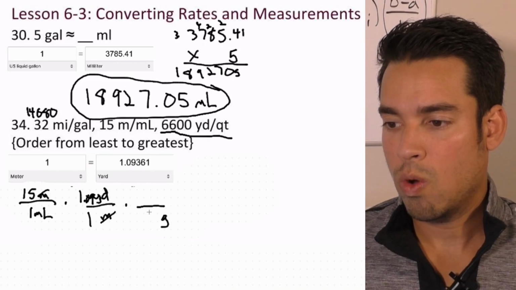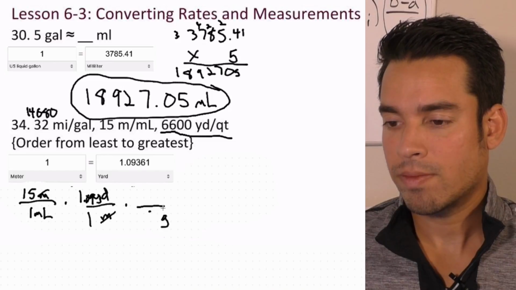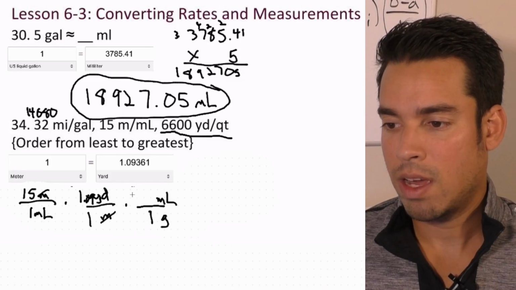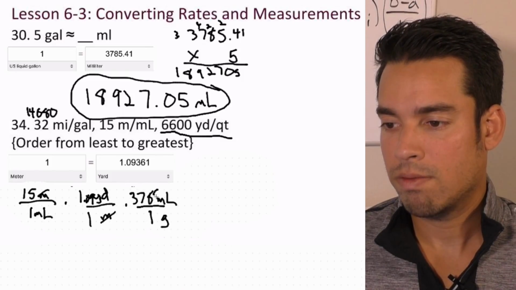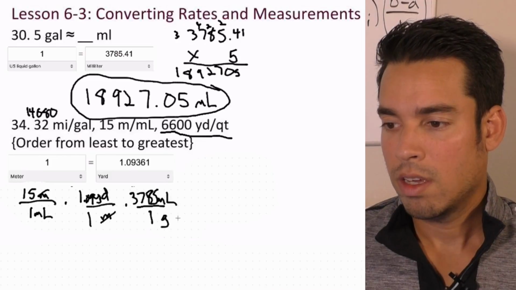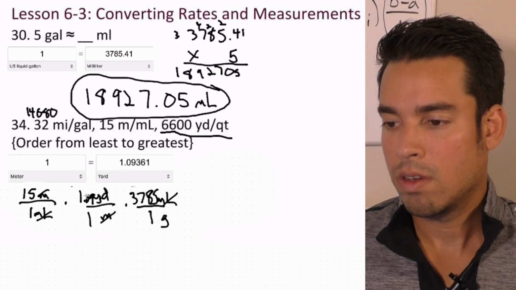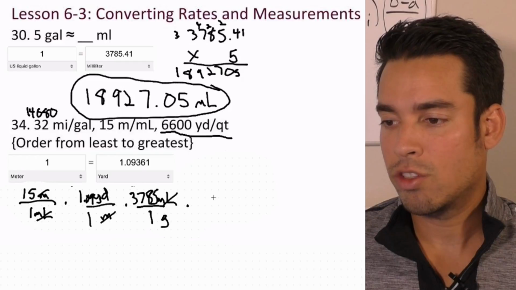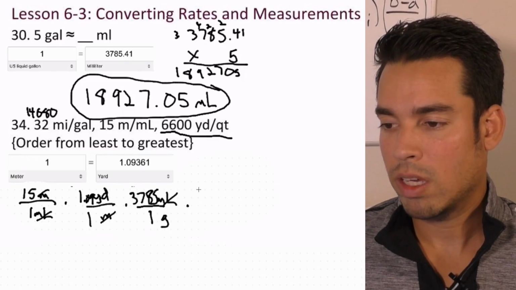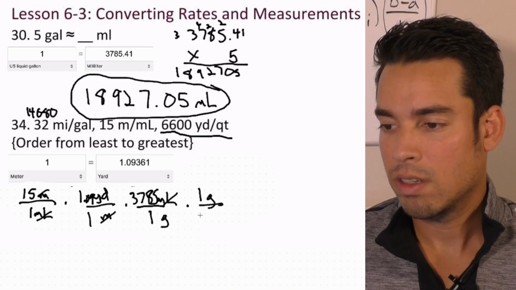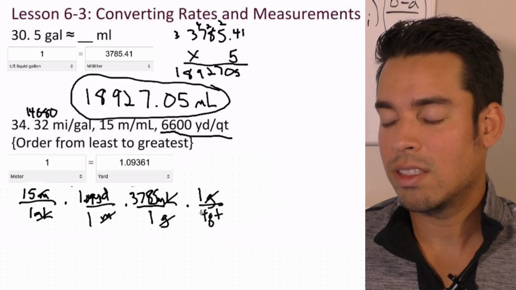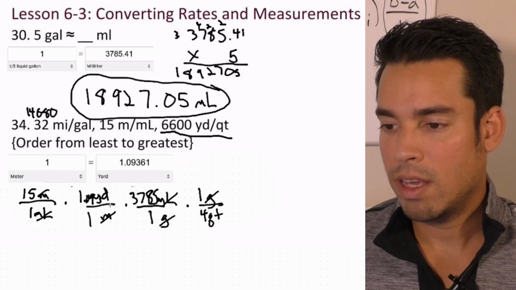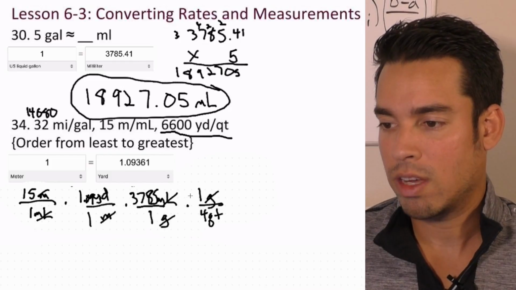So if we had 1 gallon, we got how many milliliters? We got 3785. Okay. And now the milliliters are gone. But then we want to convert gallons to quarts. So again, we got to put 1 gallon up here. And we got to put 4 quarts down here. And now we've turned those gallons into quarts. Now look at what we have left. We have yards over quarts, and we just got to carry out the multiplication.